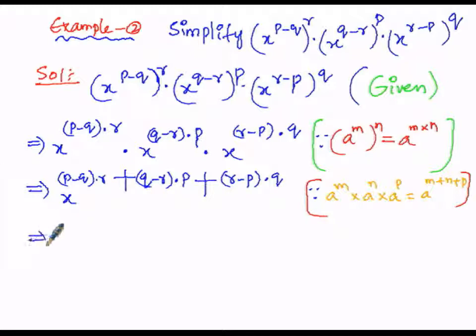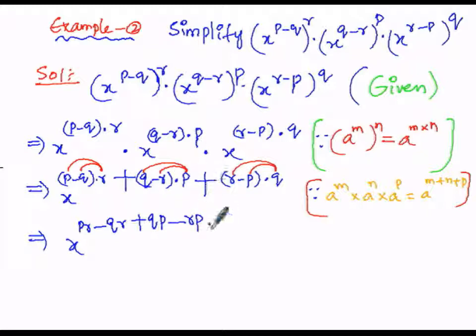So that implies x to the power of, so here it is similar to binomial multiplied with monomial, r into p and r into q. Similarly p into q and p into r, q into r and q into p. So now p into r is pr, minus, q into r is qr, plus r into p into q is qp or pq, plus into minus is minus, r into p is rp, plus r into q is rq, minus or plus into minus is minus, p into q is pq.